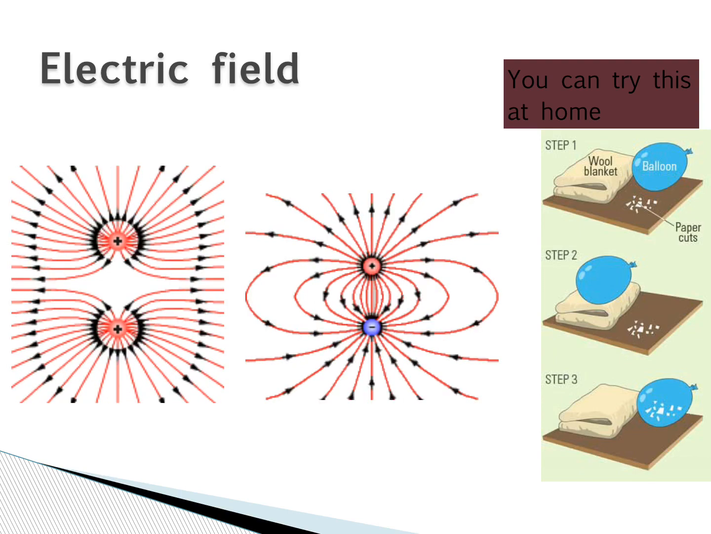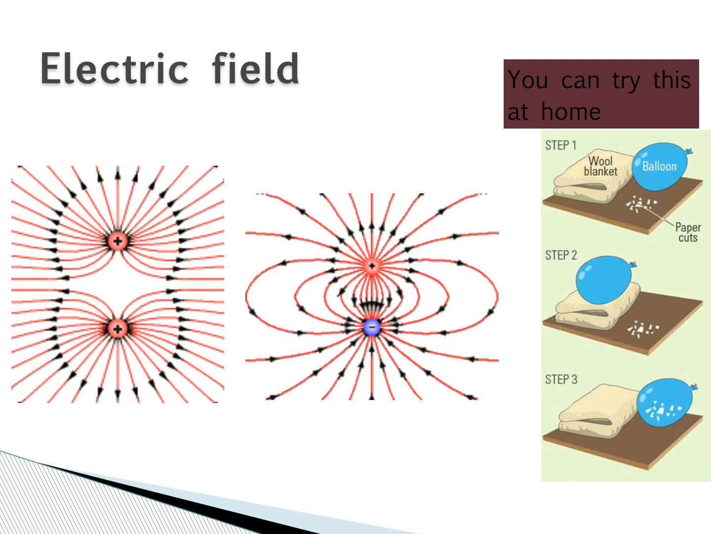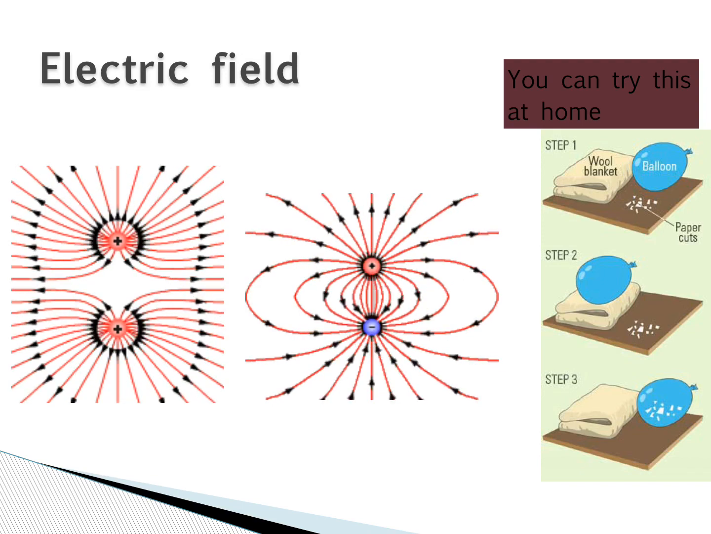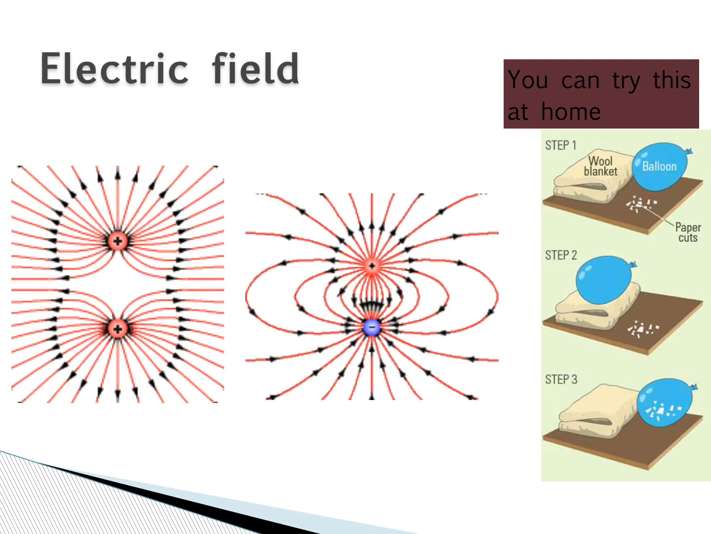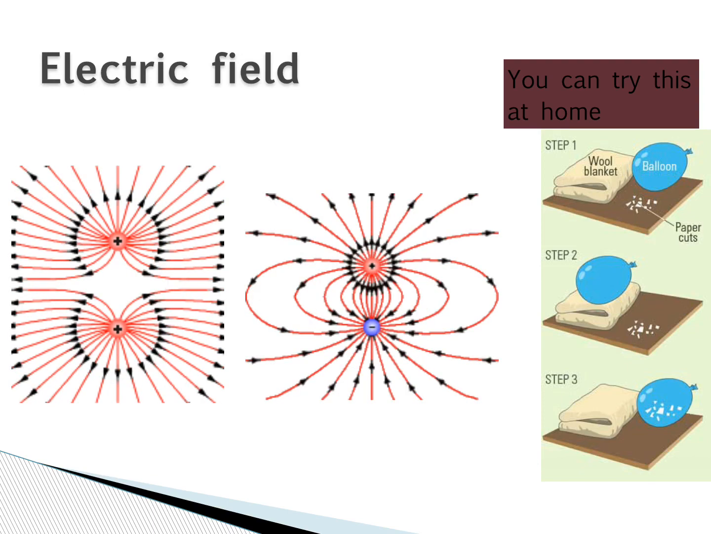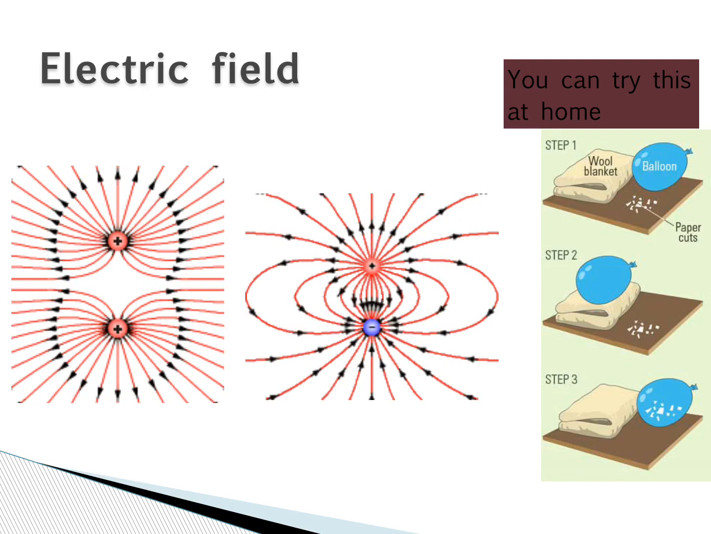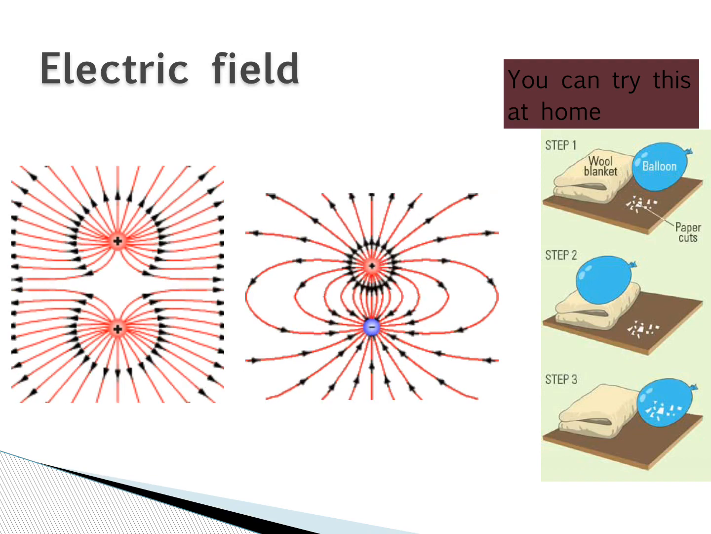Now let's talk about two balloons. One of the balloons has a positive charge, the other has a negative charge. What will happen? Their electric fields form a closed pattern of field lines. Balloons with opposite charge attract one another.